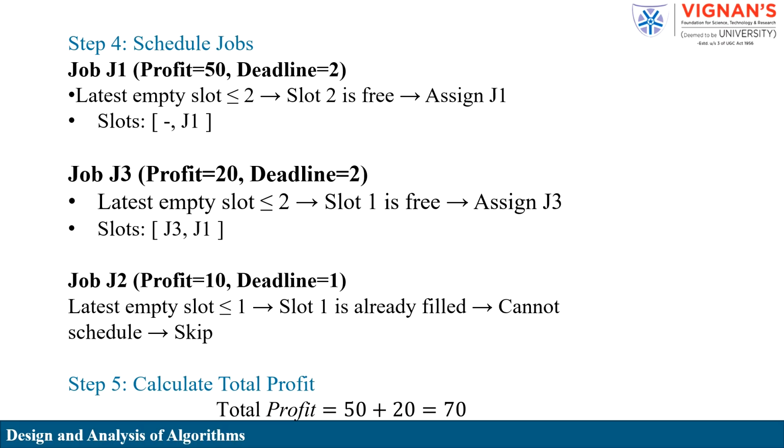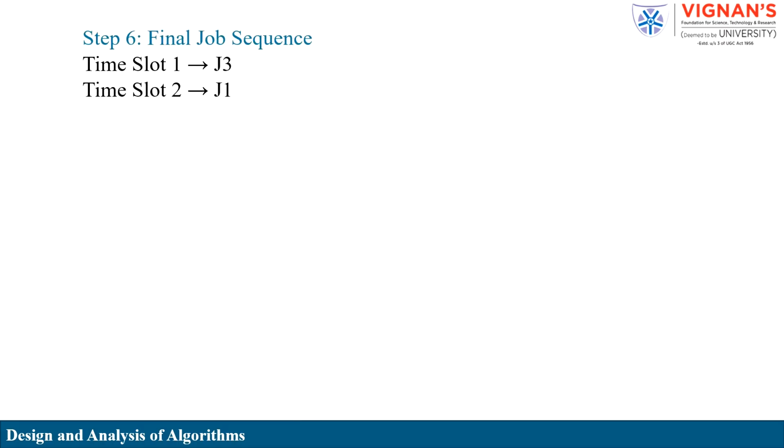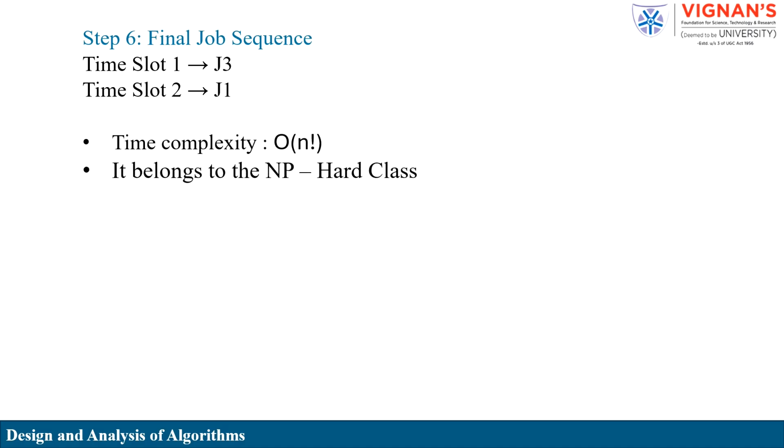Step 5. Calculate the total profit. The scheduled jobs are J1 and J3. The total profit is 50 plus 20, which equals 70. Step 6. Final job sequence. In the final scheduling result, time slot 1 is assigned to job J3 and time slot 2 is assigned to job J1. This gives us the final sequence of jobs.